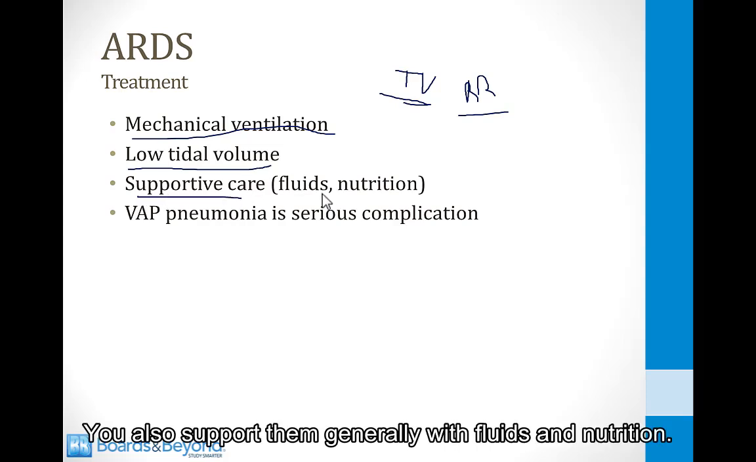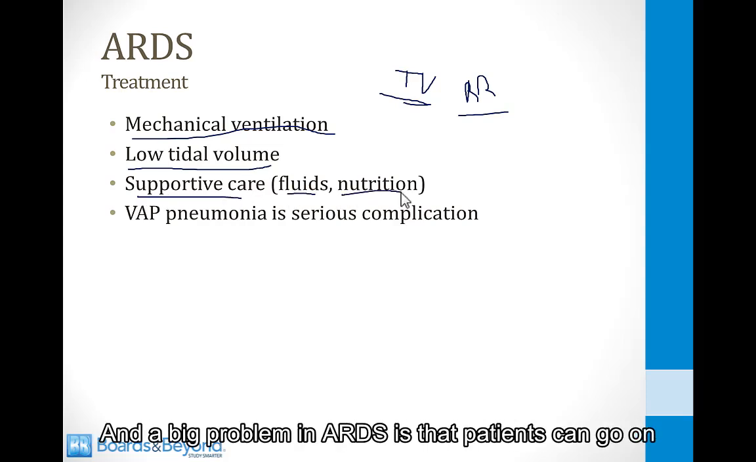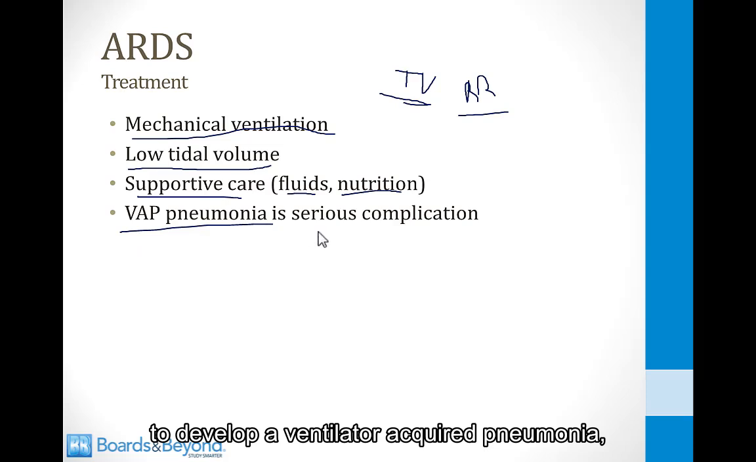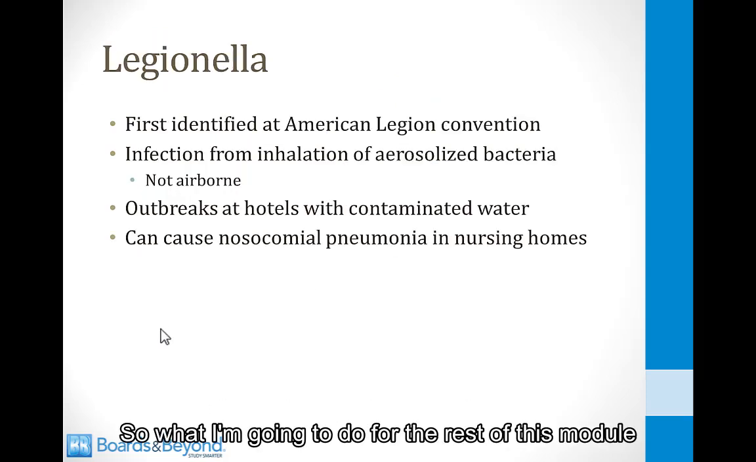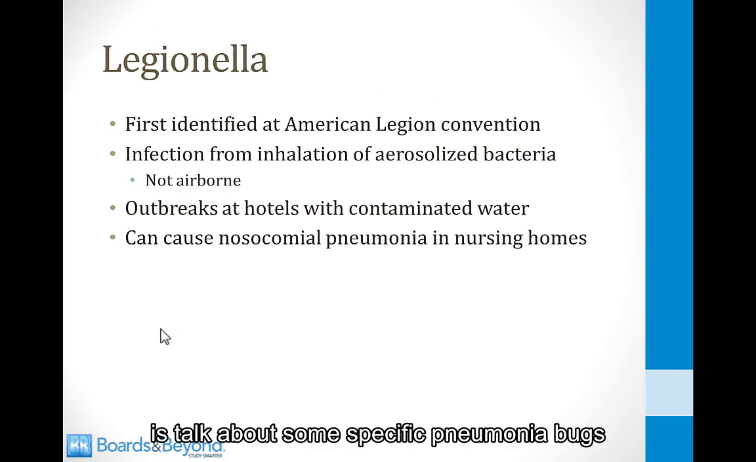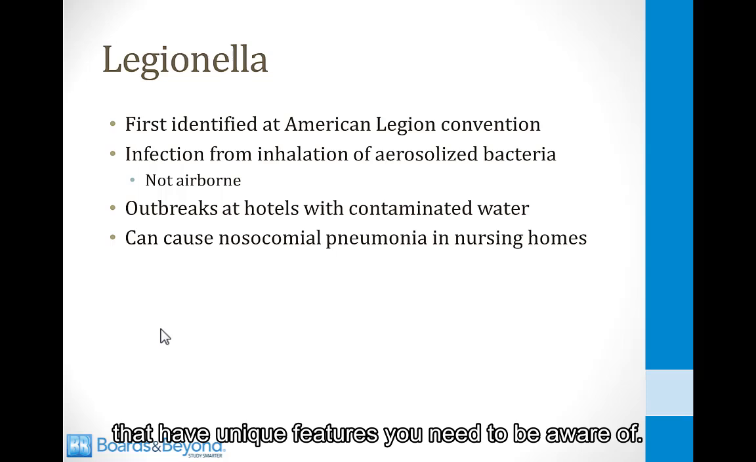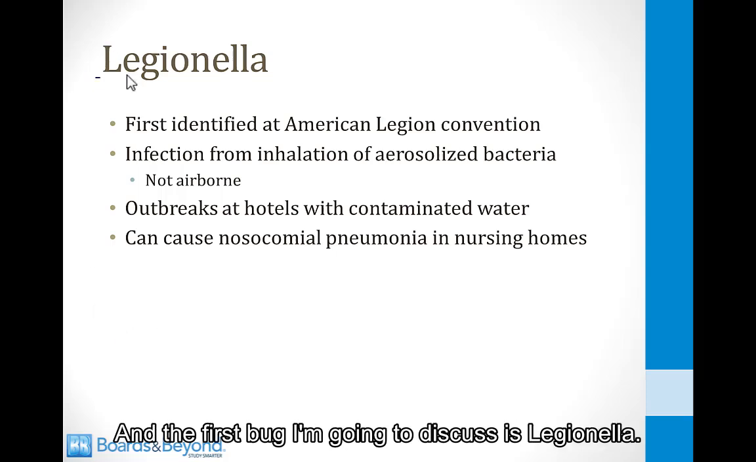You also support them generally with fluids and nutrition. And a big problem in ARDS is that patients can go on to develop a ventilator-acquired pneumonia, and this is often life-threatening. So what I'm going to do for the rest of this module is talk about some specific pneumonia bugs that have unique features you need to be aware of. And the first bug I'm going to discuss is Legionella.